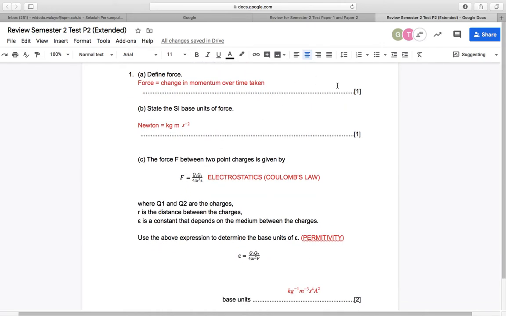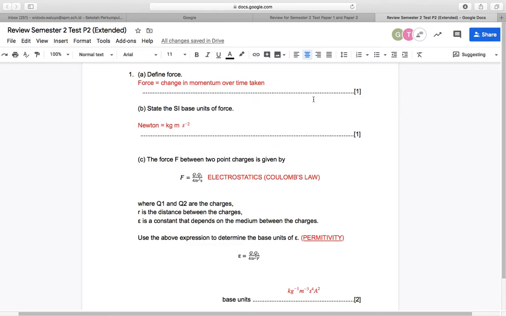Force is the change in momentum over time taken. Yes, correct. Or force equals delta P over delta T. Also, the unit of force is Newton. Same thing with delta momentum over time, it is equal to kilogram meter second minus 2.